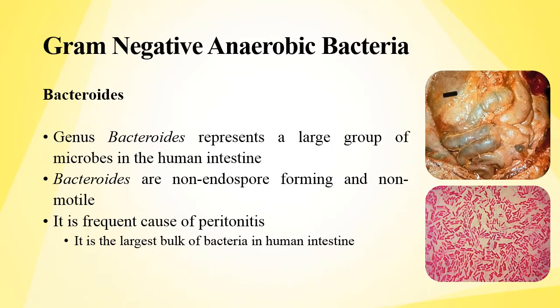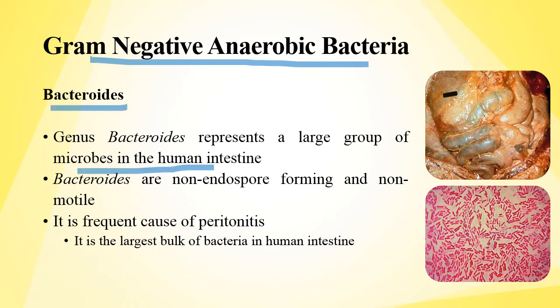Okay, the following group is gram-negative anaerobic bacteria. An important genus from this group is Bacteroides. Genus Bacteroides represent a large group of microbes in the human intestine. Bacteroides are usually non-endospore forming and non-motile bacteria. It is a frequent cause of peritonitis.